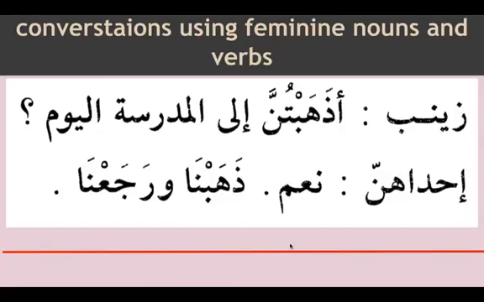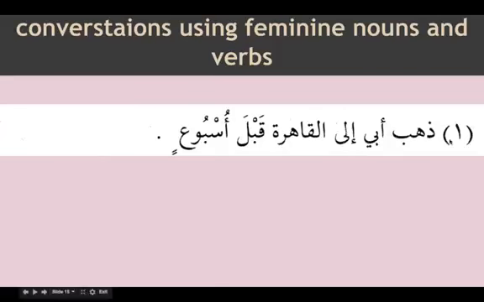So we're just going to refresh ourselves with the masculine verbs and try to identify fa'il and fa'il. ذهب أبي إلى القاهرة. قاهرة means Cairo, the capital of Egypt. إلى القاهرة قبل أسبوع. So ذهب, we're looking for the fa'il. So we're looking for the sign of marfu. So how do we know which is the word which has marfu here?